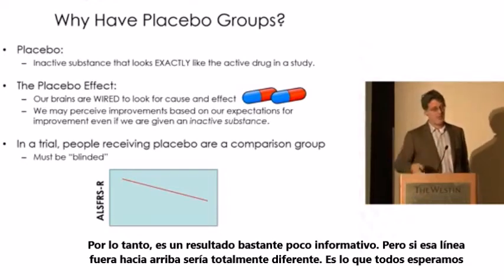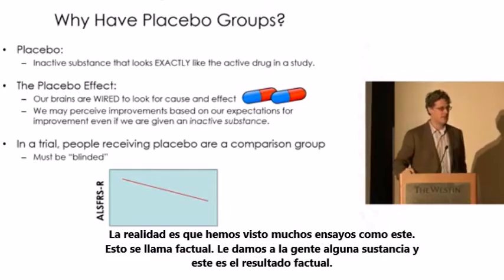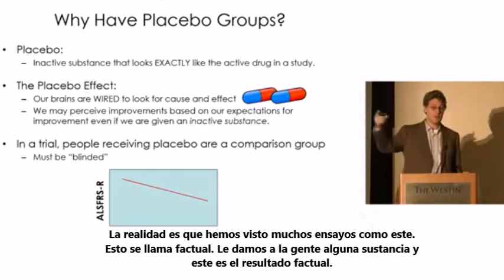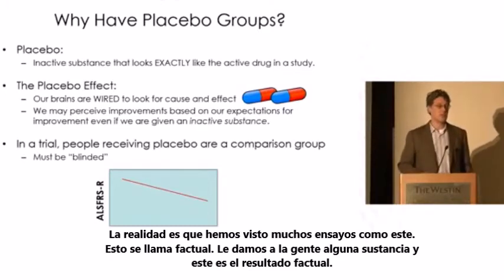If that line were going up, it may not be uninformative. That's what we all hope for, but the reality is that we've seen a lot of trials like this. So this is called factual. We gave people some substance. This is the factual result.